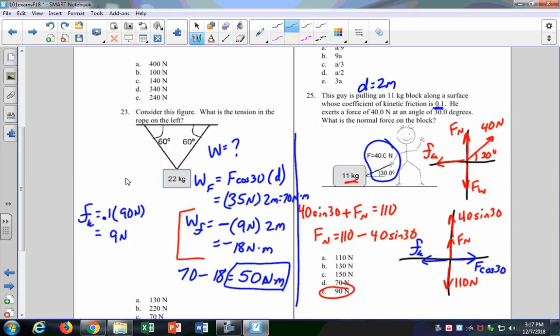So where did the 90 newtons come from? Oh, 90 newtons is the normal force. This is how we got the normal force.